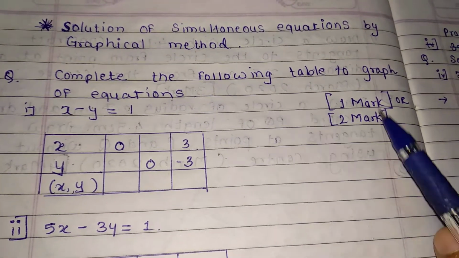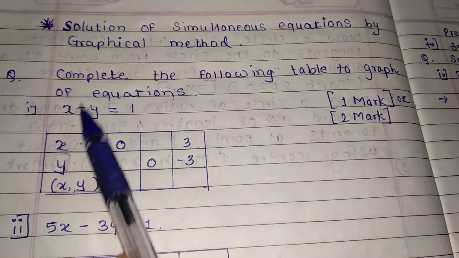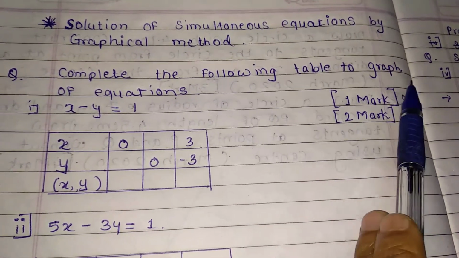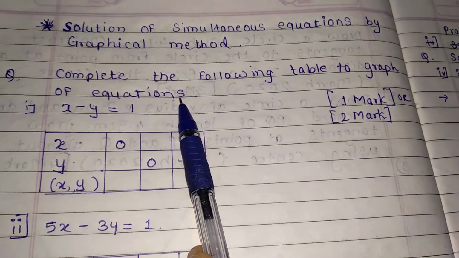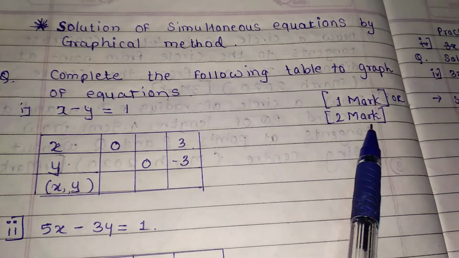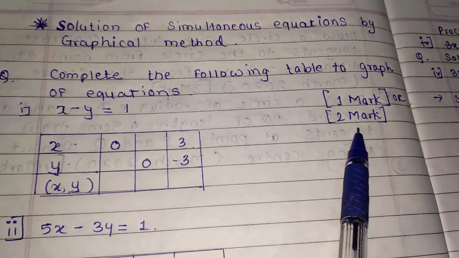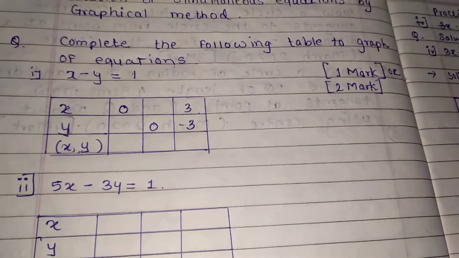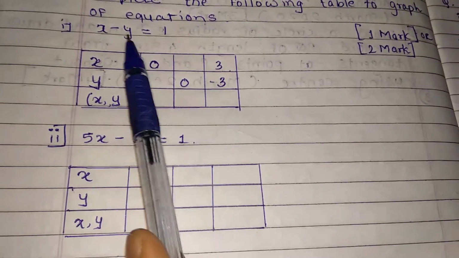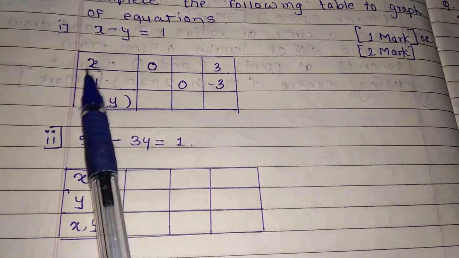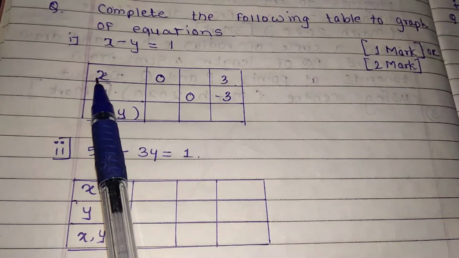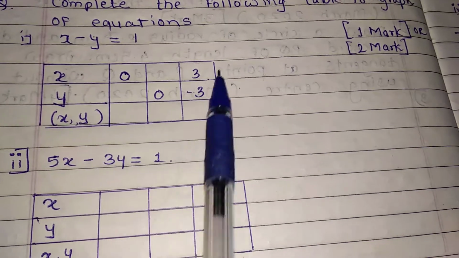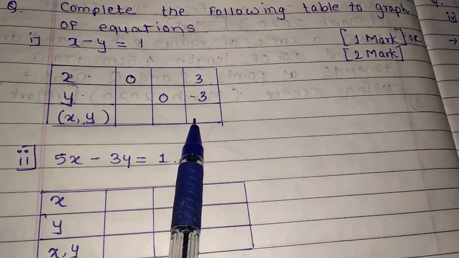In the beginning we are going to see the activity based question, that is the question for 1 and 2 marks. The question might be of this type: complete the following table to draw the graph of the equation. For a 1 or 2 marks question there is no need to draw the graph, but you have to solve that activity. So they give simultaneous equations and a certain value of any one variable, either the x value or the y value, in the table.